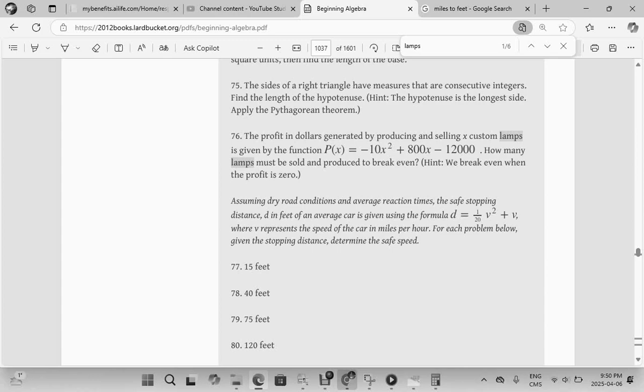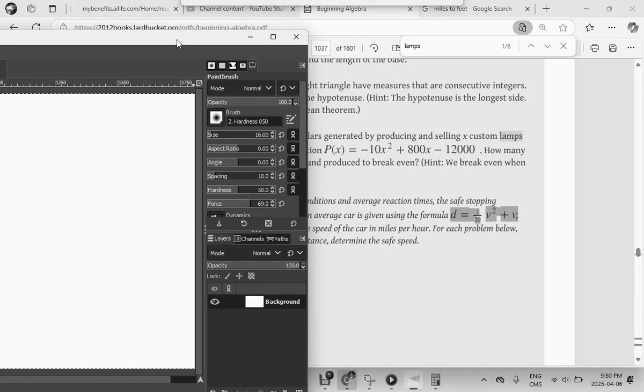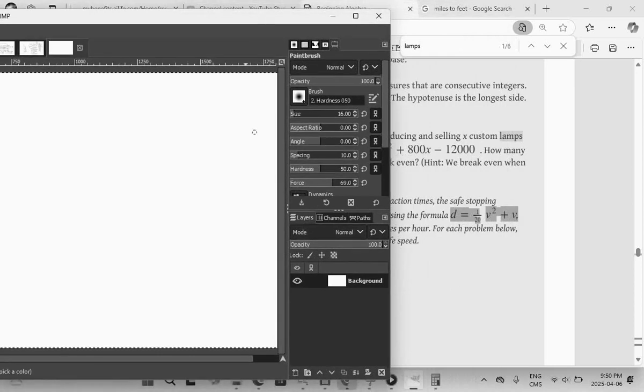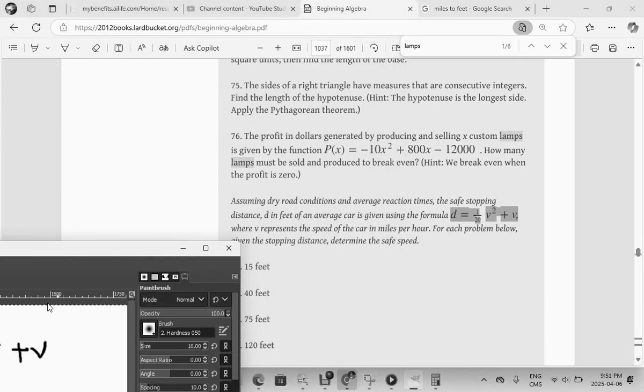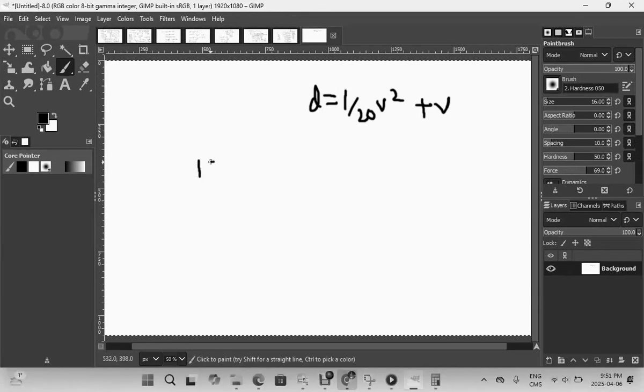So you've been given a formula: d equals 1/20 v squared plus v, where v is the speed of the vehicle and d is the distance in feet. We're going to try to rearrange the formula to see if we can solve by factoring. So d equals 1/20 v squared plus v, and d for the first part is 15 feet. So 15 equals 1/20 v squared plus v.